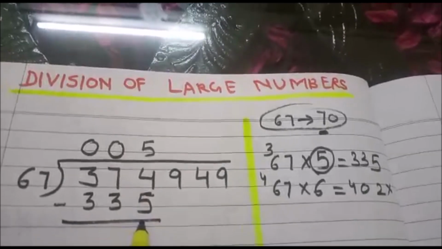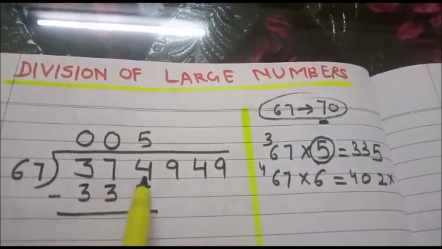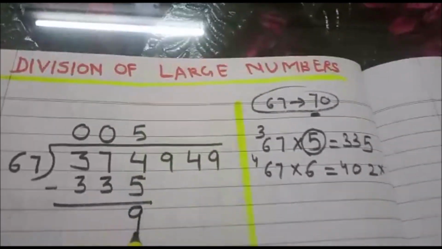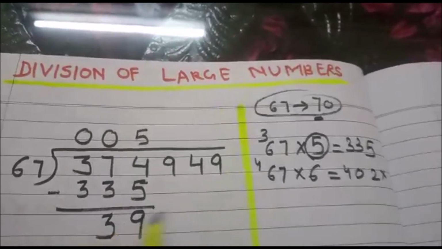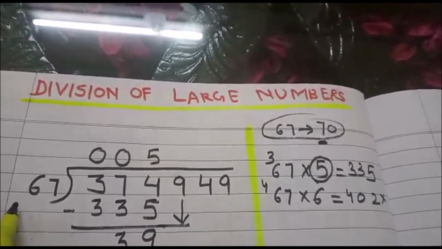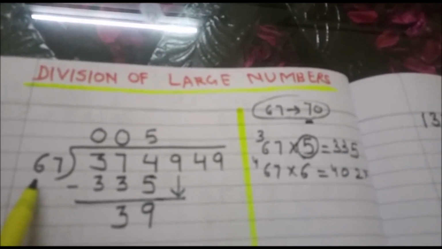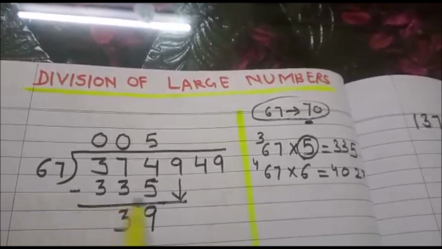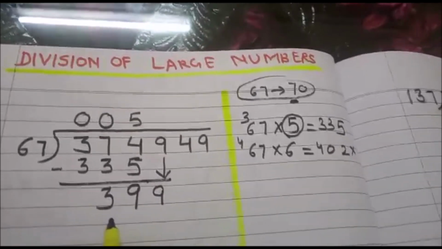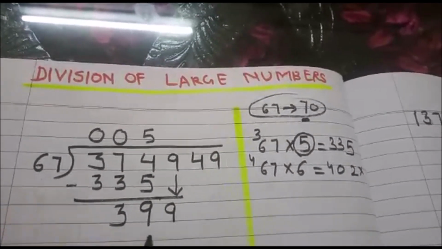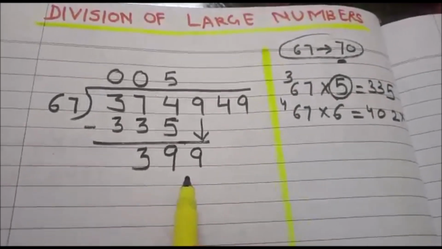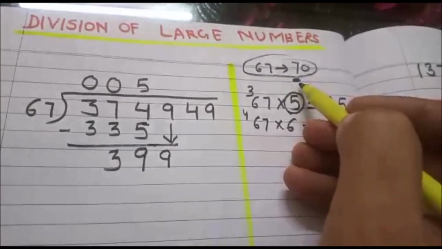4 minus 5, it is not possible. So make it 14. 14 minus 5 is 9. Here 6 minus 3 is 3. Now take down number. Before taking down, check whether it is smaller than divisor. 39 is smaller than 67. Perfectly right. That means we can move further. Now take down 9. Again, we have to find the best multiple of 67, which can be smaller than 399 or equal to 399. So again, guess by taking 7.